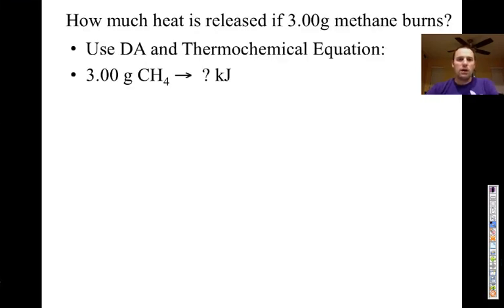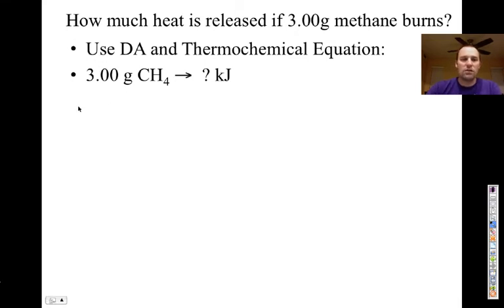All right, our sample problem. How much heat is released if 3 grams of methane burns? You're going to know to use dimensional analysis rather than the heat equation, Q equals mass times the change in temperature times specific heat, by the sheer fact that they've given you a thermochemical equation. If you have a chemical equation and it includes heat, then you're going to use dimensional analysis. If they give you a question that includes a temperature change, a mass, and a specific heat, or you could figure out the specific heat, then you're going to know that you need to use the heat equation, rather than solving it using dimensional analysis.